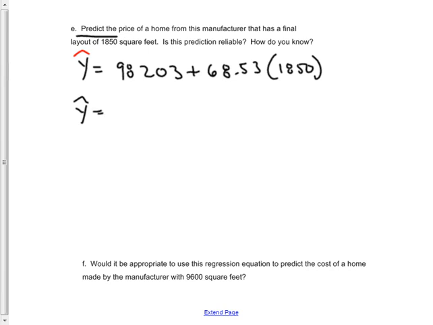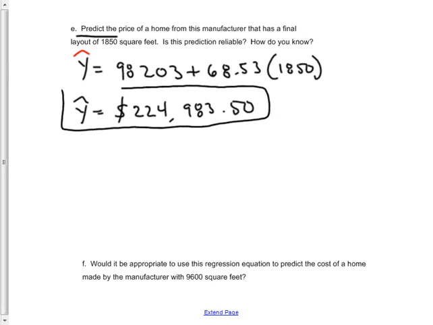Y hat equals, now I'm just going to punch this up on my calculator, 98,203 plus 68.53 times 1850. Let me check this, make sure I didn't hit a number wrong. We'll put the dollar sign on there because we want to have the unit. I'm getting $224,983.50. Again, just check me, make sure the calculator button pressing was right. You should definitely redo this on your own later. But that's my predicted y value, my predicted price based on the relationship we see. Now it asks, is this prediction reliable and how do you know?